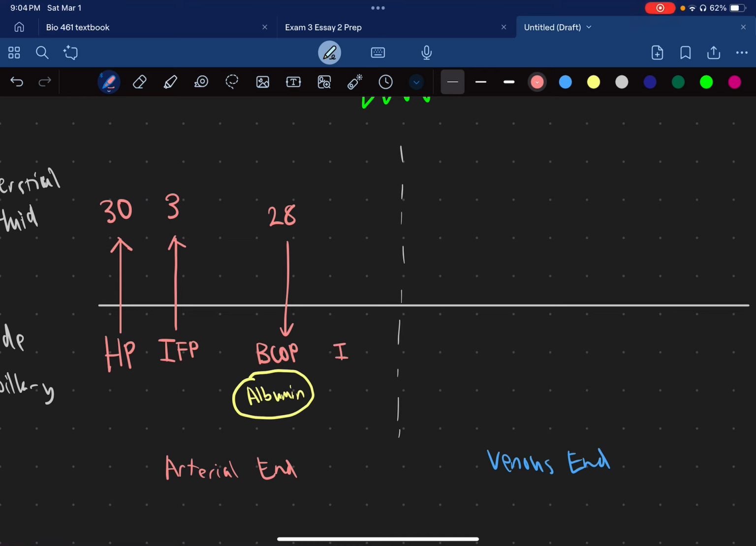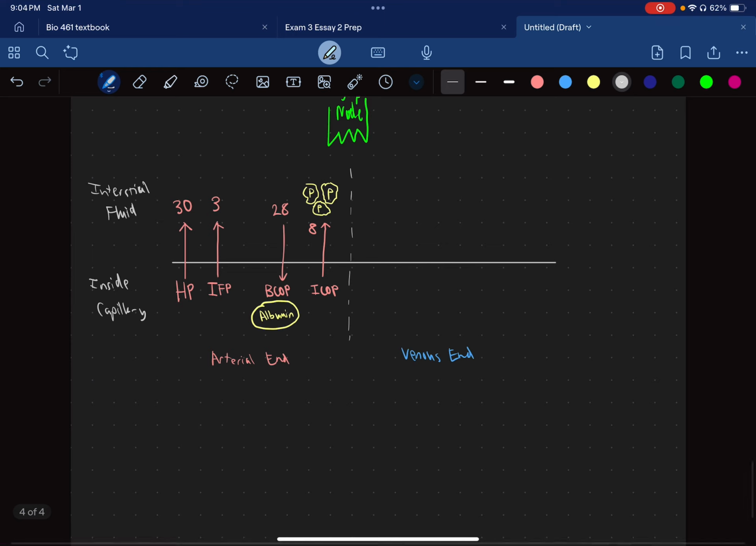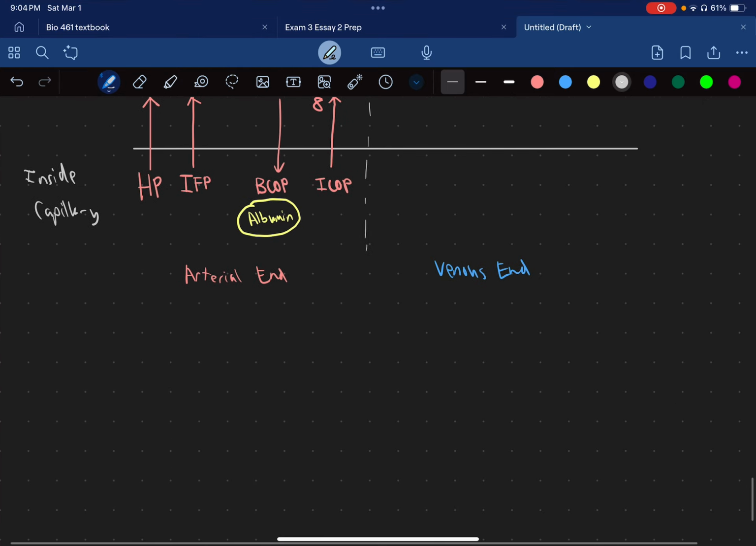We also have ICOP, which is interstitial fluid colloidal osmotic pressure. That's going to be driving out of the cell because there actually are a bunch of proteins in the interstitial fluid that are causing water through osmosis to want to leave the capillary to the interstitial fluid. So what we can do here is to see the net drive of fluid in the arterial end of the capillary. We can add all of these up.